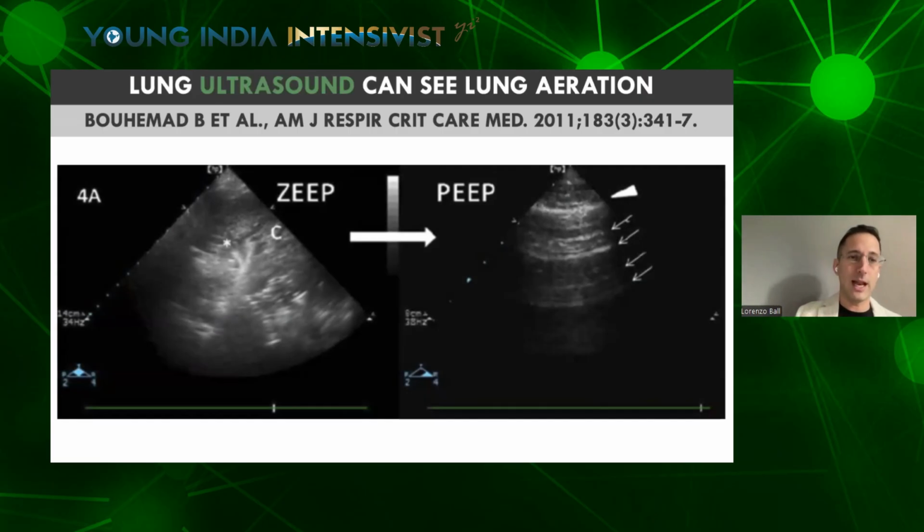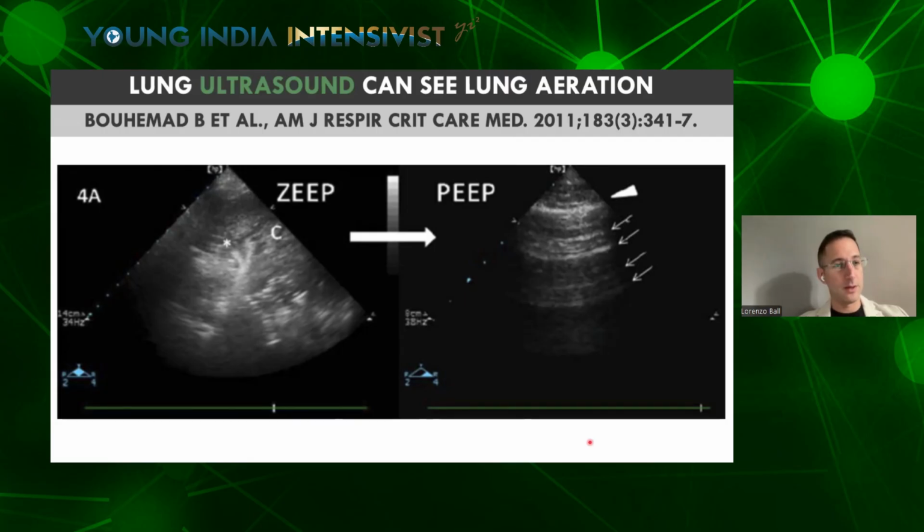We all know that lung ultrasound can see lung aeration. On the left side, we see a consolidation or C-type pattern, which is representative of total lung collapse. And if I apply PEEP, I can see regions in which aeration is restored. And this is an A pattern, in which I see not even B lines, but just A lines, which are reflections of the pleural line.